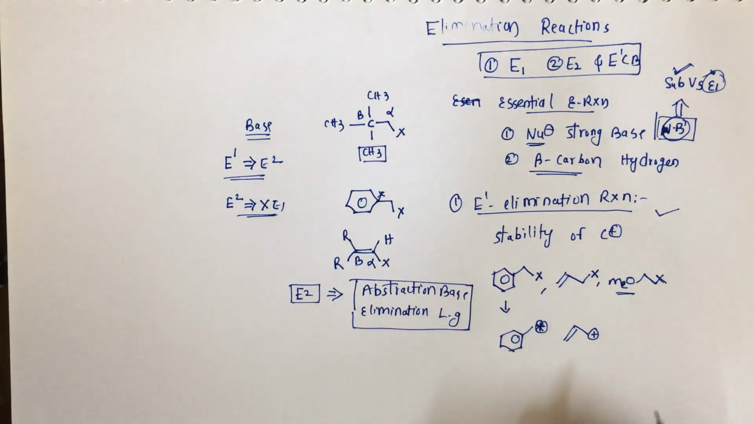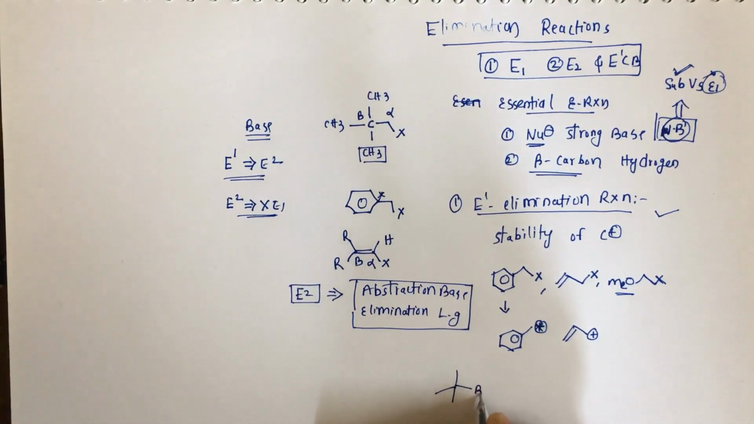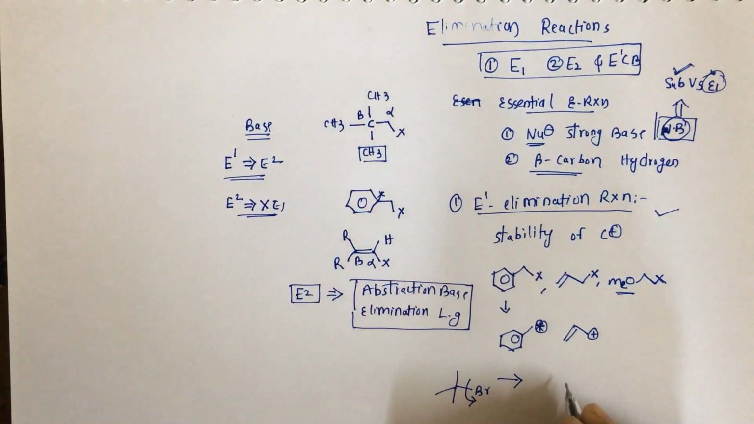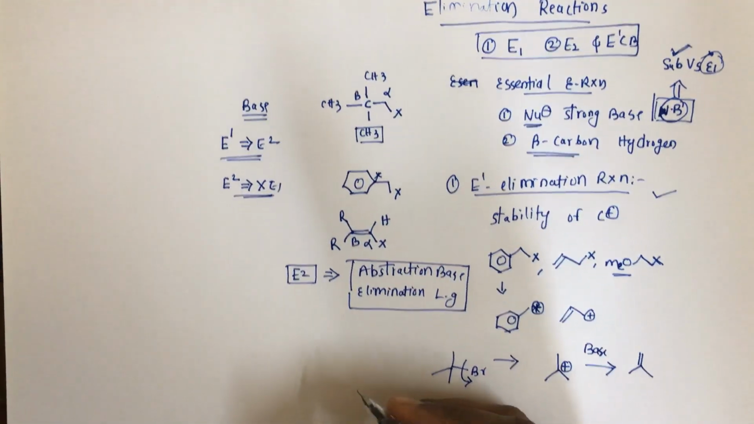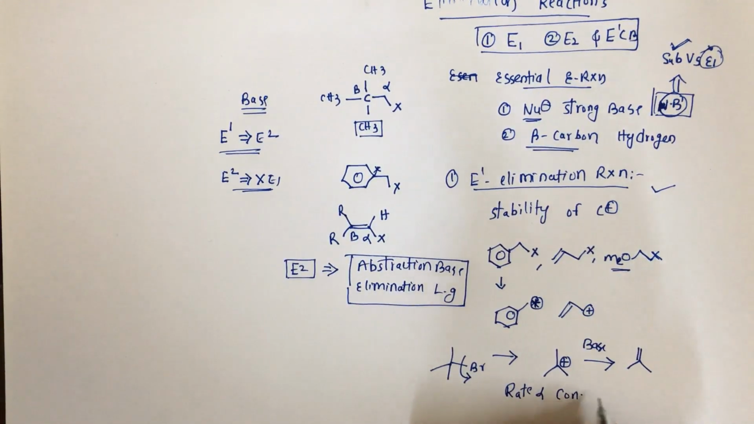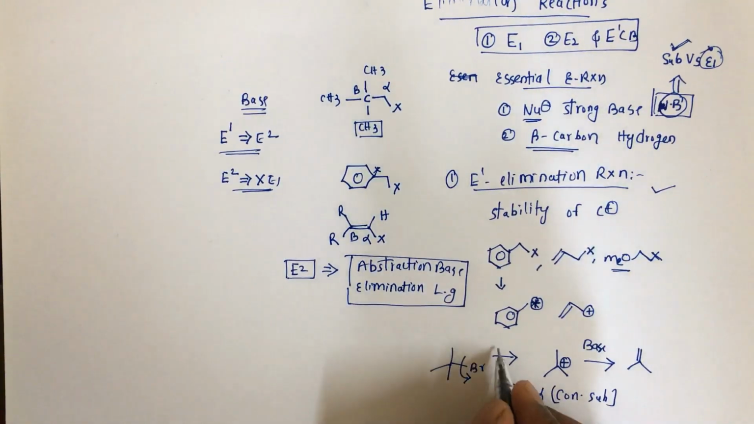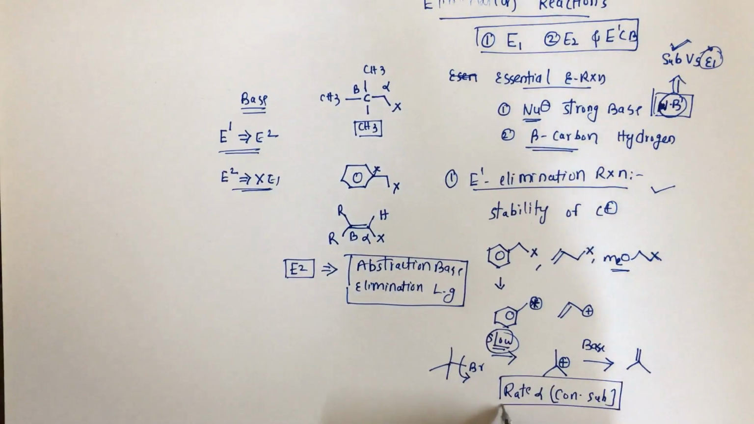In case of E1, what is the mechanism? The leaving group eliminates first, and in the next step we have a base, so we get an alkene here. The rate of reaction here depends only on the concentration of substrate, because the rate determining step is the first step, which is a slow step. Because no base is used in the first step and the base is used in the second step, the rate depends only on the concentration of substrate.